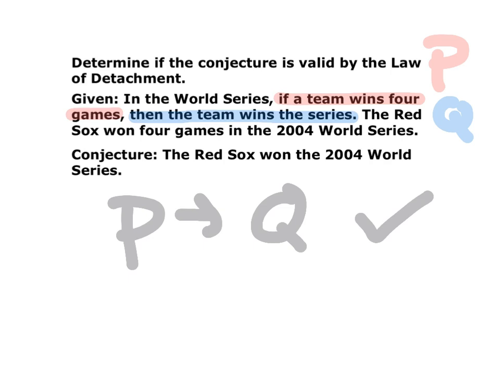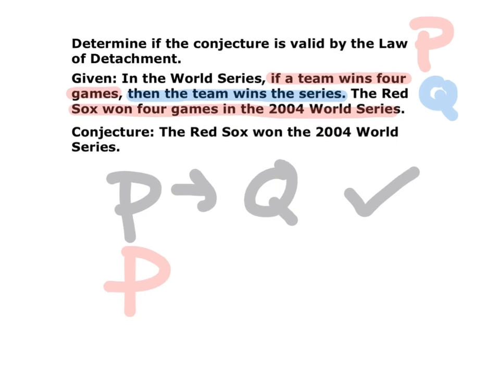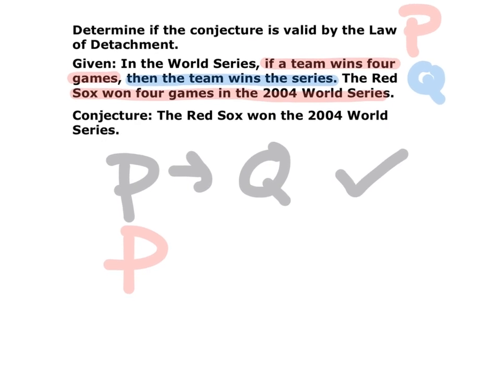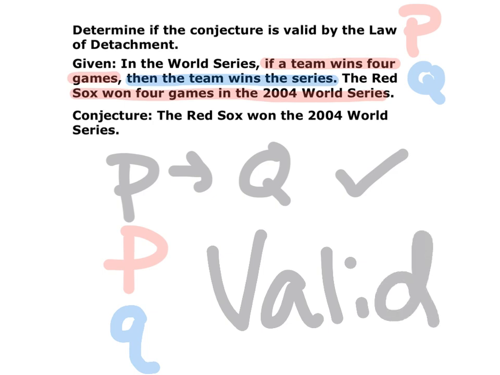Now it says the Red Sox won 4 games. So therefore the P is true since the Red Sox won 4 games. So what can we imply? That Q is true. That the Red Sox won the 2004 World Series. So would this be a valid statement? Yes. So this is valid. That's all you would need to write. Valid.